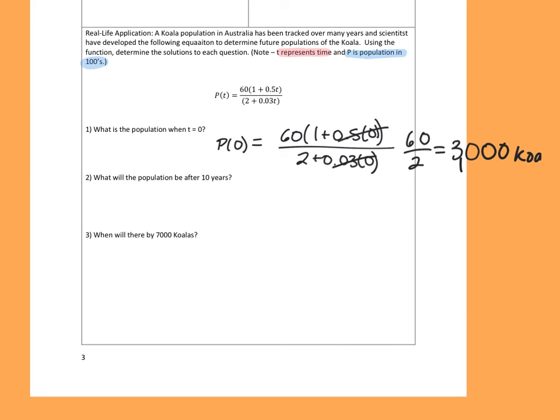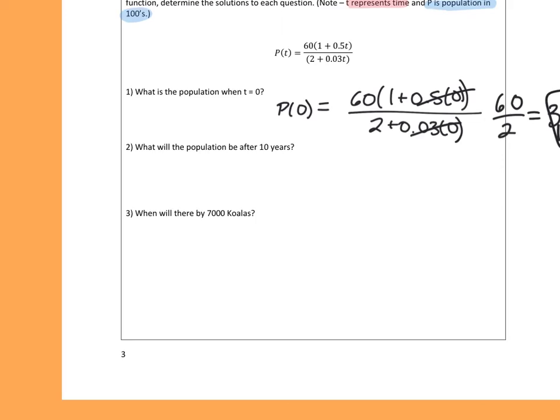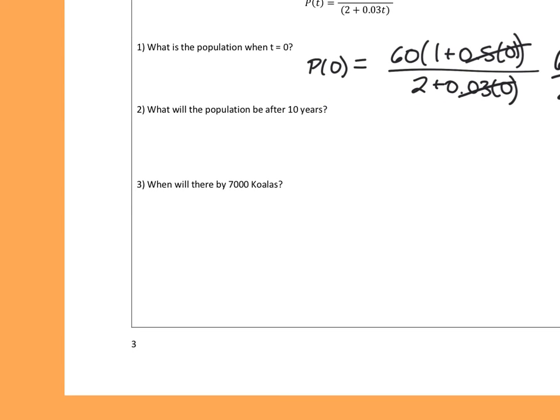3,000 koalas. That seems like a lot. I don't know anything about them, but I don't want to be around 3,000 koalas.